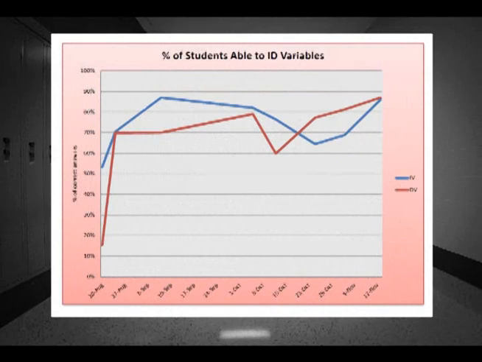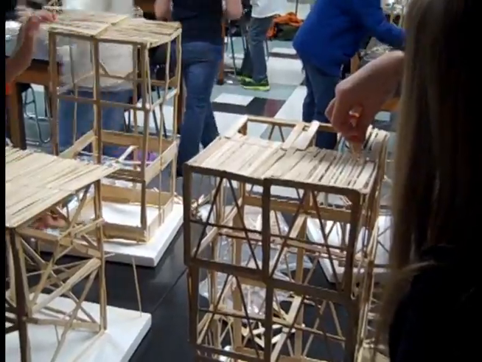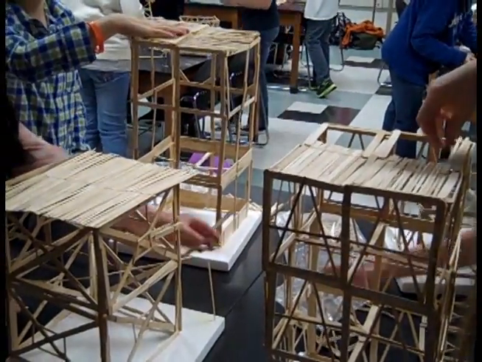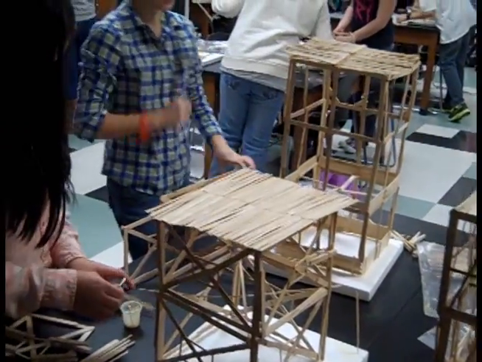At the beginning of this school year, only 53% of my students could properly identify an independent variable. Only 15% could properly identify the dependent variable. After completion of several of these inquiry-based hands-on activities, almost 90% of my students could properly identify both variables.